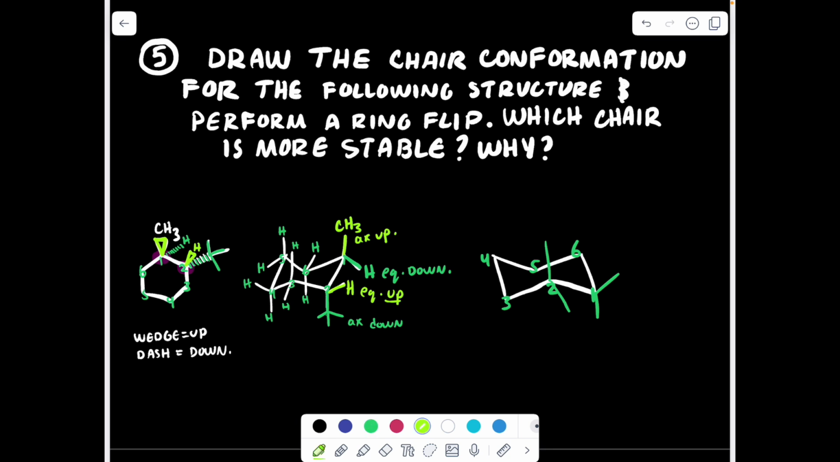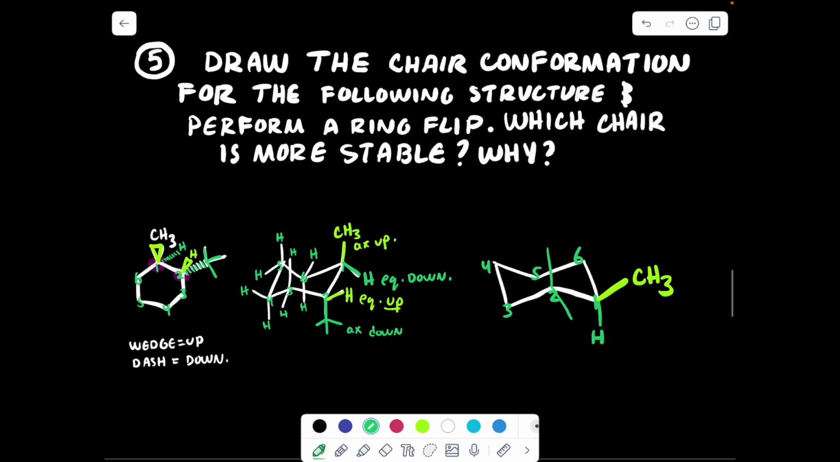So on carbon number 1, the CH3 group is in the up position on the right-handed chair. So in my left-handed chair, I need to find the up position. The up position is going to be the equatorial bond. Therefore, my CH3 group on carbon number 1 in the left-hand chair would be in the equatorial up position, because up stays up and axial switches to equatorial. My hydrogen has to stay in the down position. Here, the down position is the axial bond, axial down.